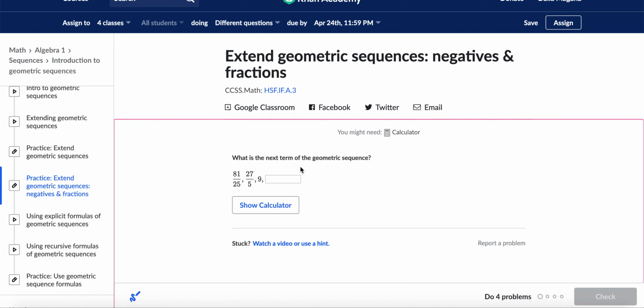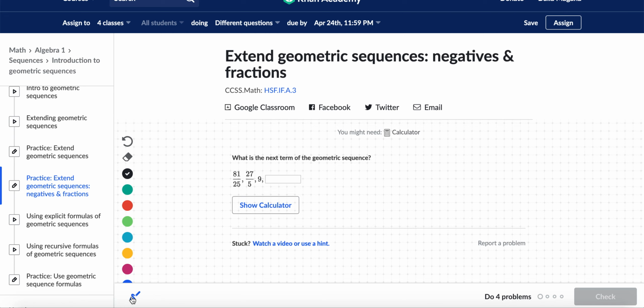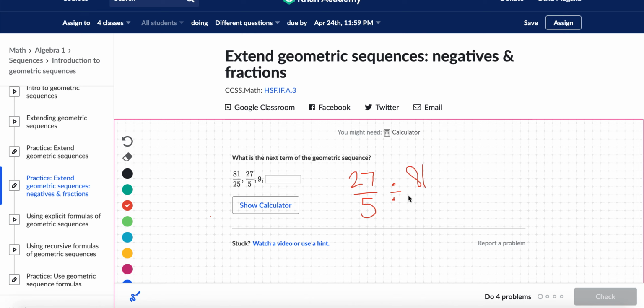So what is the next term of the geometric sequence? We have 81 over 25, 27 over 5, and then we have 9. So the trick is, and I'm gonna go ahead and write here, notice how from 25 they went to 5, right? They went to 5. And then actually, let's just do the trick that I showed you where we divide 27, the second term, over the first, which is the same thing as 27 over 5 divided by 81 over 25.